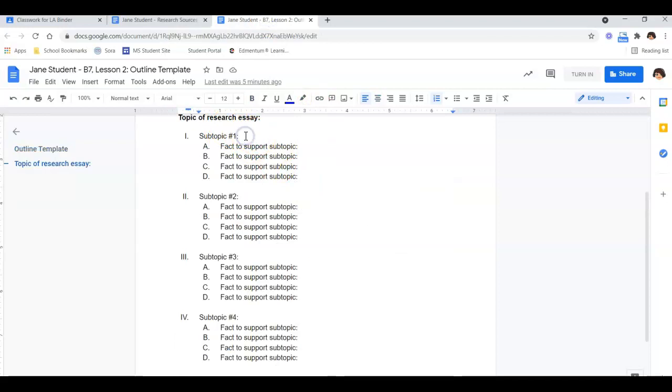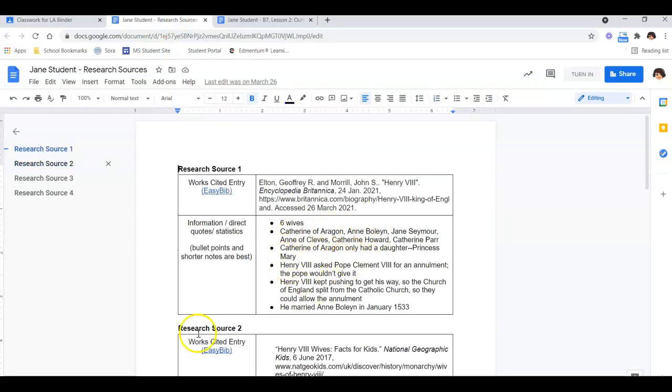So subtopic 1 is wives who died from execution. Subtopic number 2 is wives who died natural deaths. And subtopic 3 is marriages that ended because of divorce or annulment. So now I have my 3 kind of topics that all of my information falls in. And now I'm going to go back and figure out which facts go with which topic.